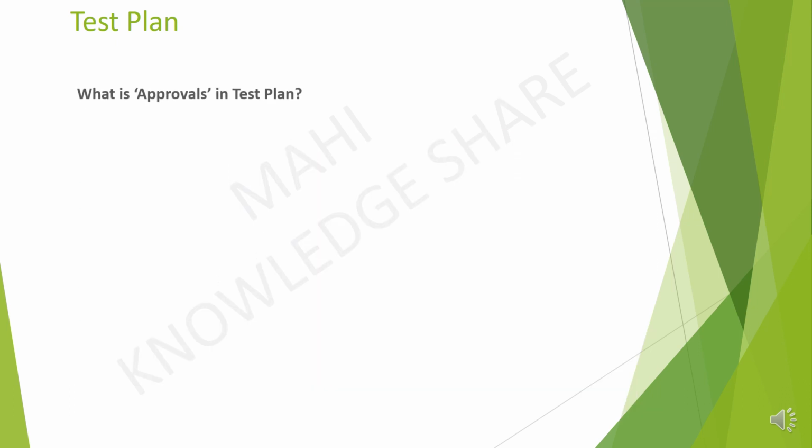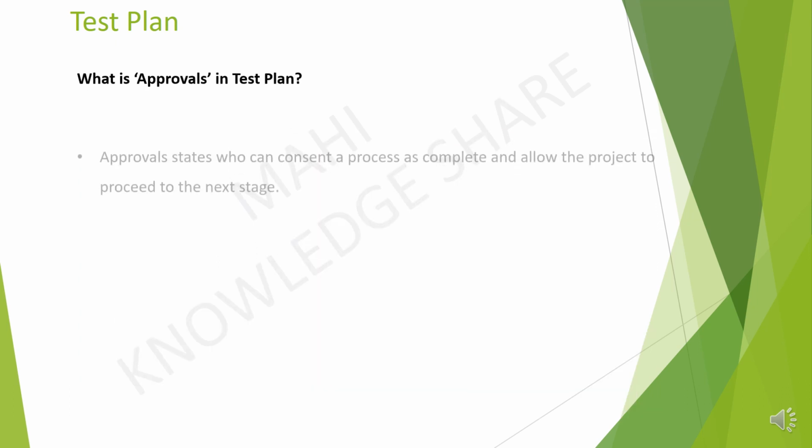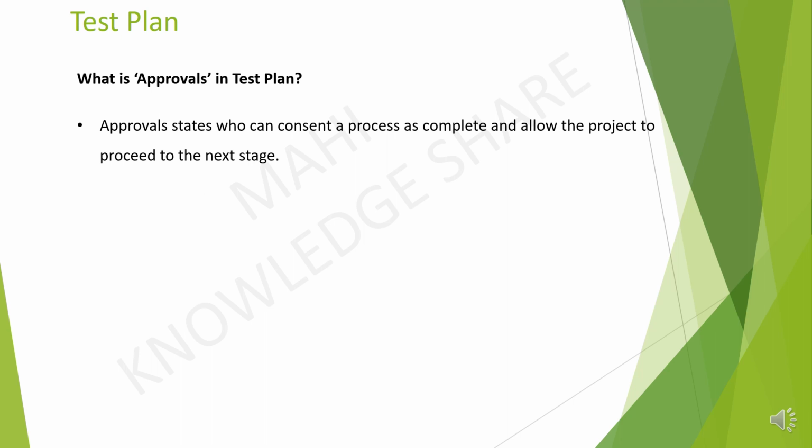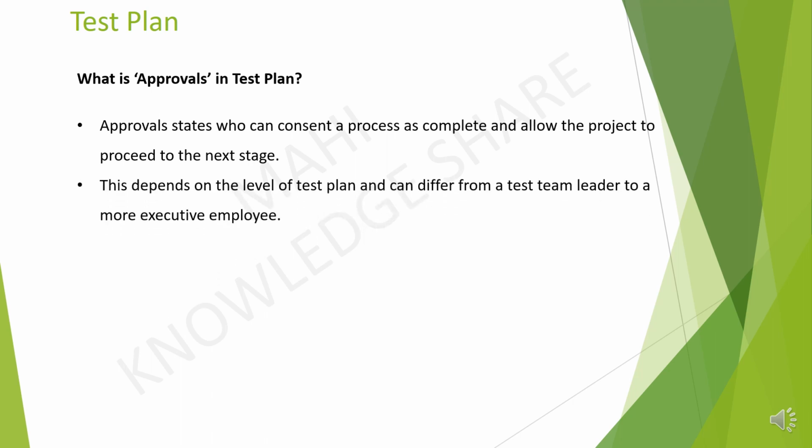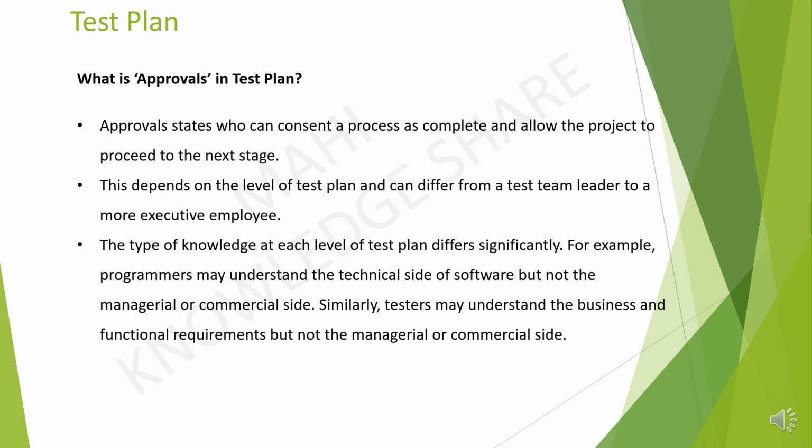Approval section in the test plan document. Approval states who can consent a process as complete and allow the project to proceed to the next stage. This depends on the level of test plan and can differ from a test team leader to a more executive employee. The type of knowledge at each level of test plan differs significantly.